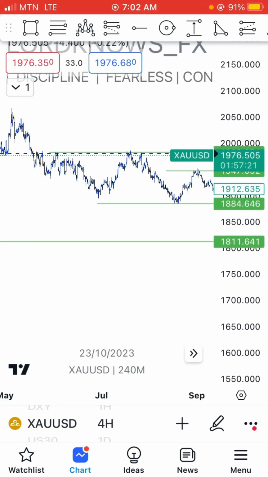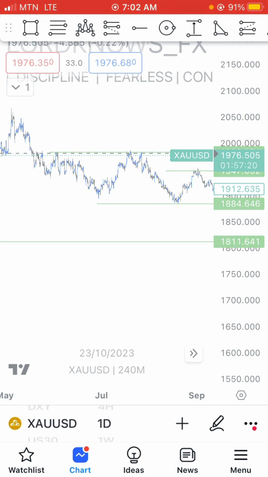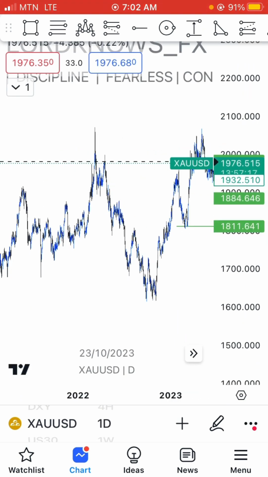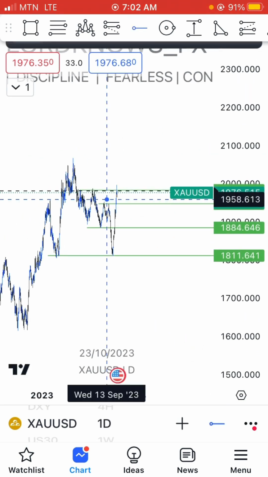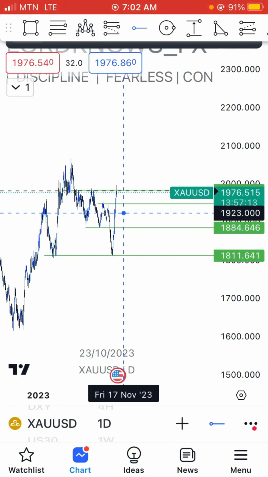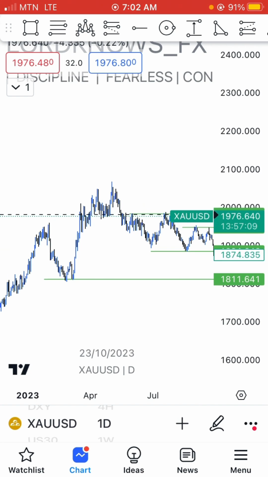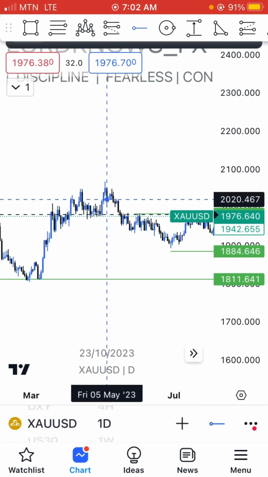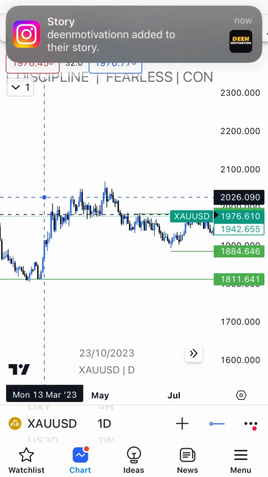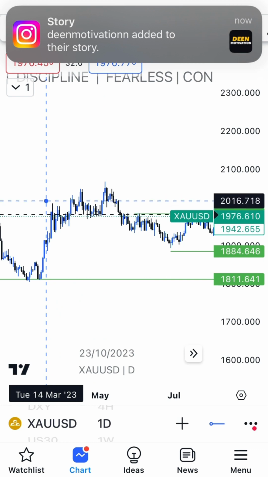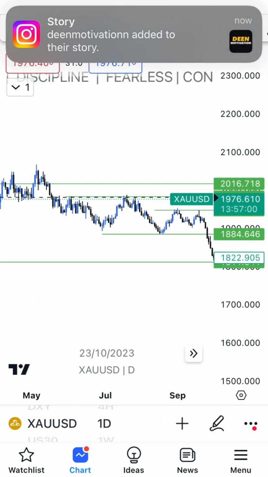Okay. So let me go back to the 4 hour time frame to mark another high. So let's say here. Here. Here is another zone. This is another zone. Okay.